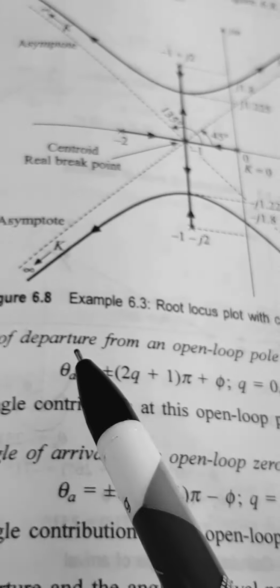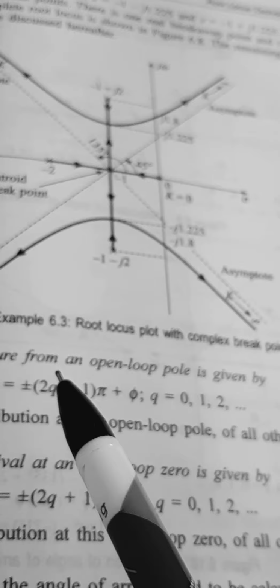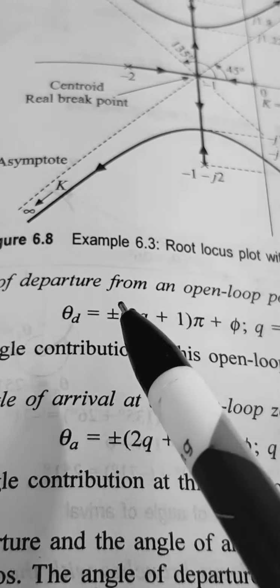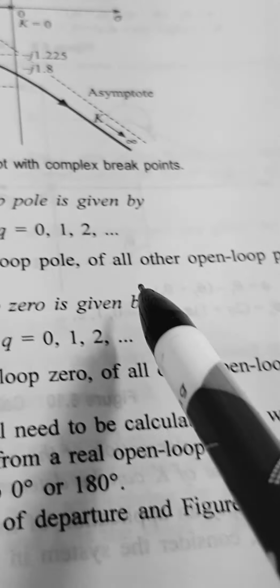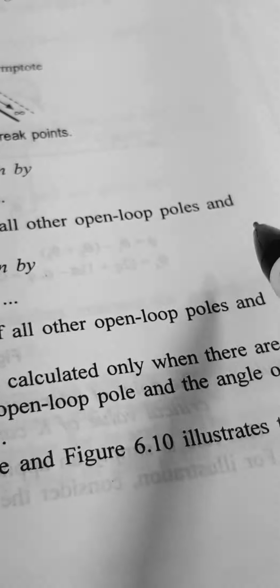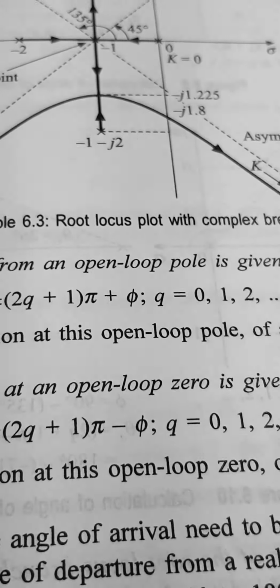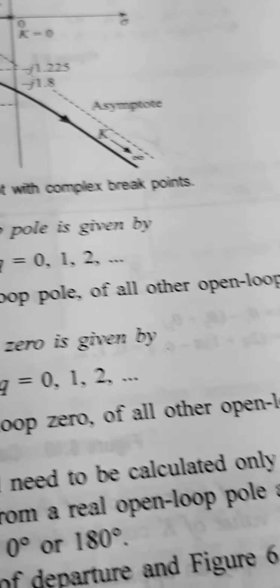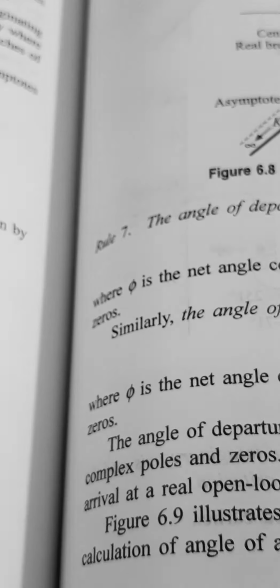Now the rules, number 7. The angle of departure from an open loop pole is given by theta d is equal to plus or minus (2q plus 1) pi plus phi, where q varies from 0, 1, 2, and phi is the net angle contribution at this open loop pole of all other open loop poles and zeros.